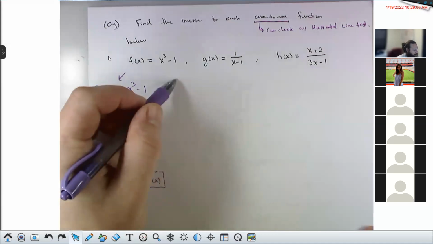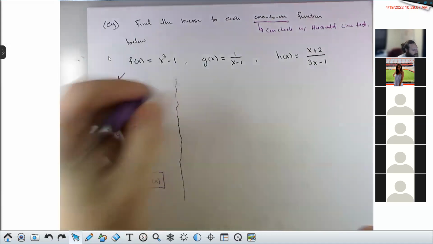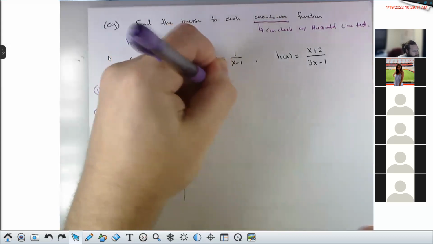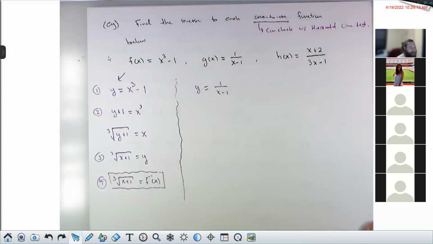We can try this for the function g. First, I'll write y equals 1 over x minus 1. I want to solve this for x. This is a little trickier. All right, we're going to hold here until somebody can give me a nudge or a hint. I know we're trying to move quickly, but I also want to make sure we get a little interaction. So how could I solve this for x? What would be a good first step in solving this for x?